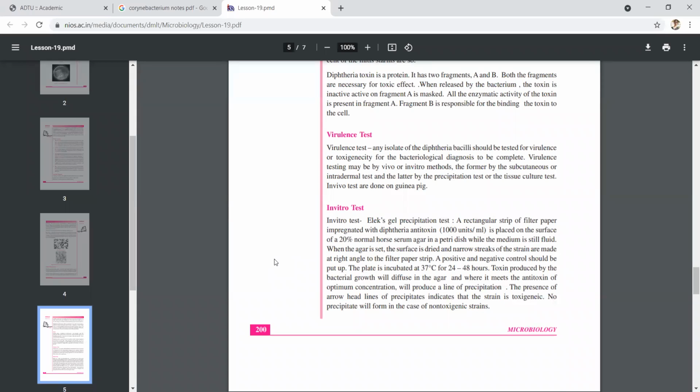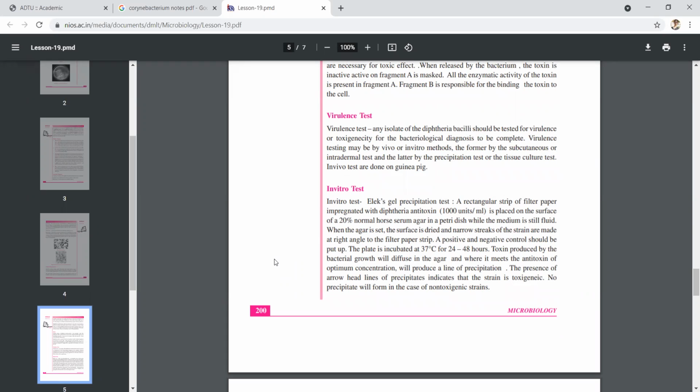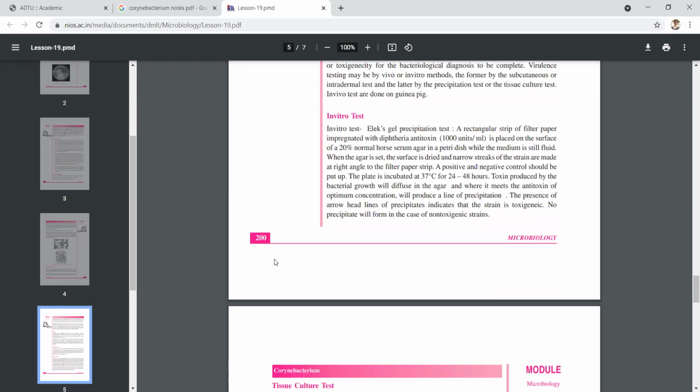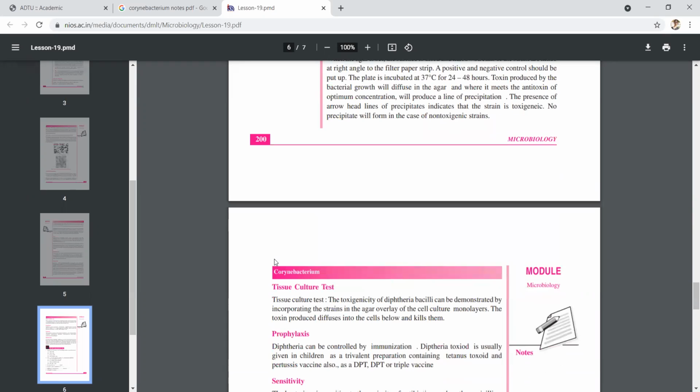That is a line of precipitation. That is the antigen-antibody reaction, and precipitation is one example of that. That precipitation takes place in that area when the antigen and antibody react to each other, and the presence of arrowhead lines of precipitate indicates that the strain is toxigenic. No precipitate will form in the case of non-toxigenic strains. If you don't see any precipitation, that is an indication that the strain is non-toxigenic.